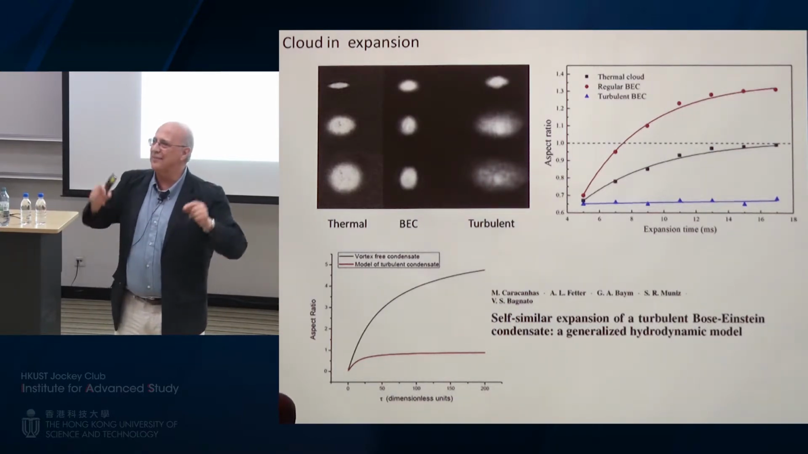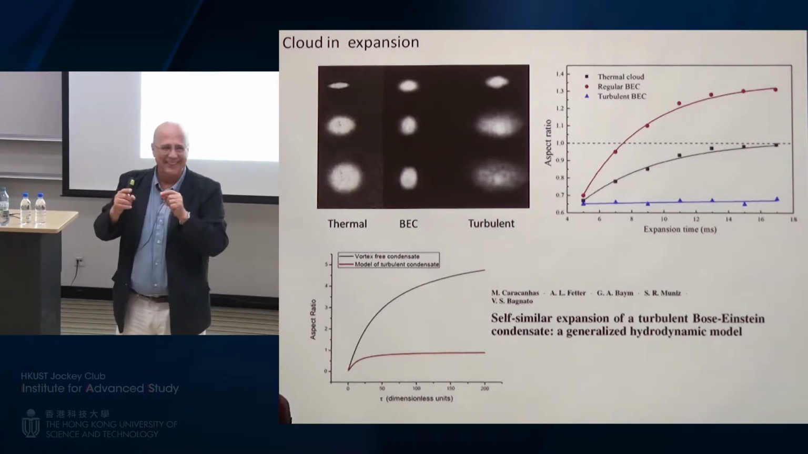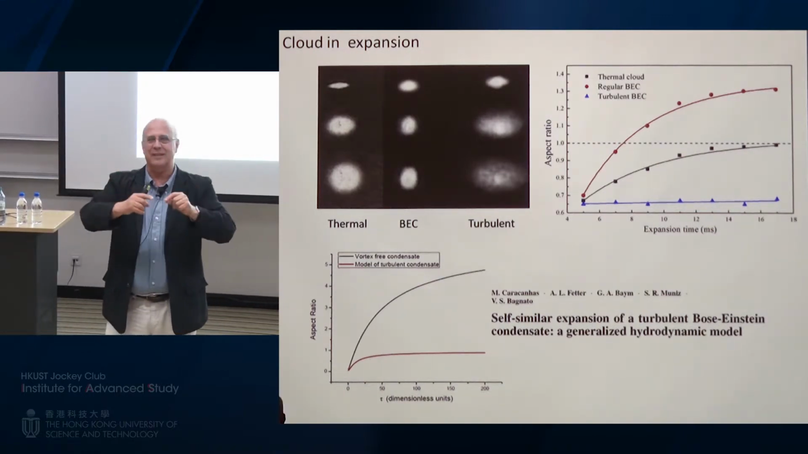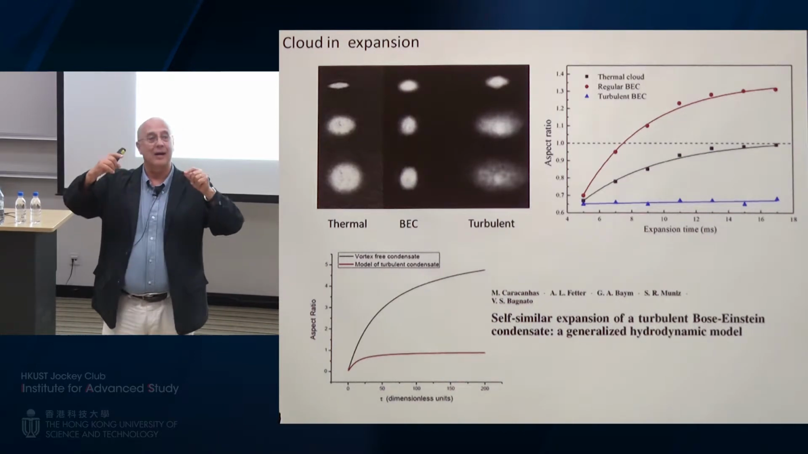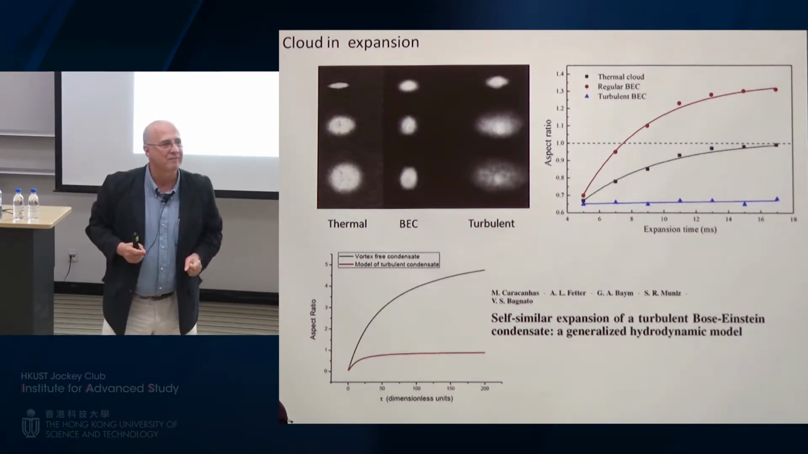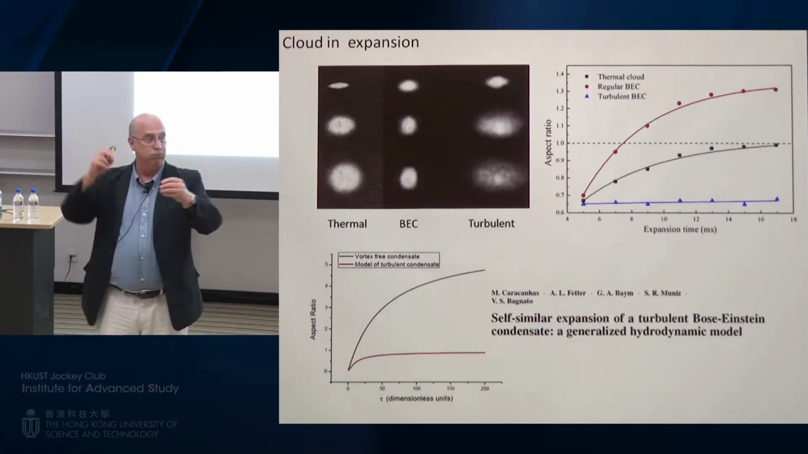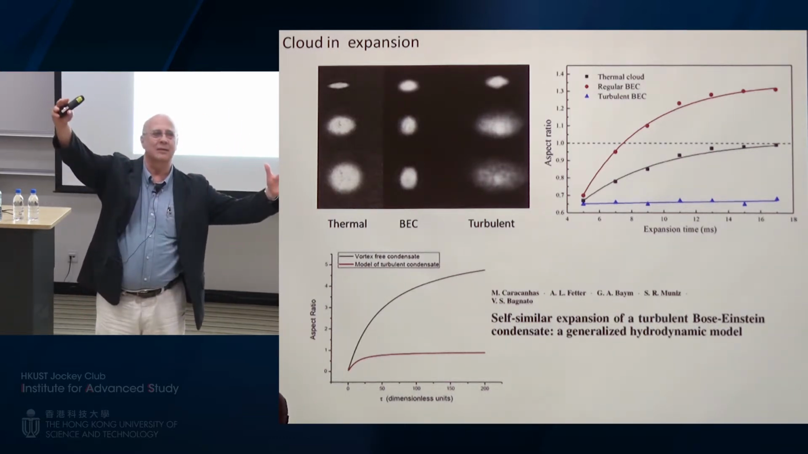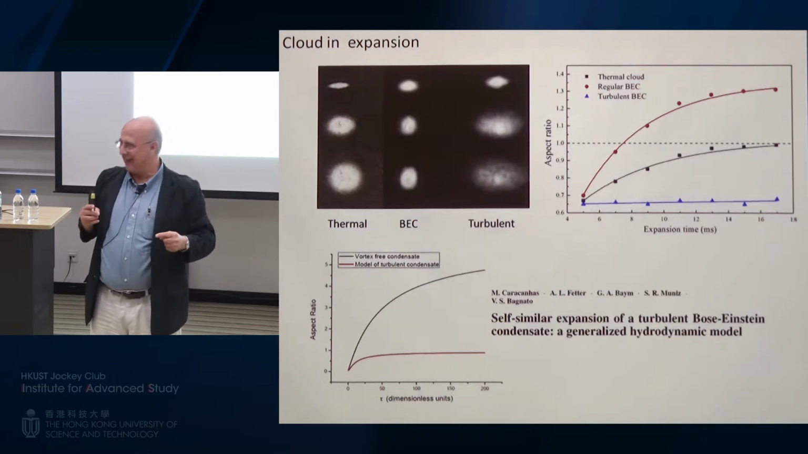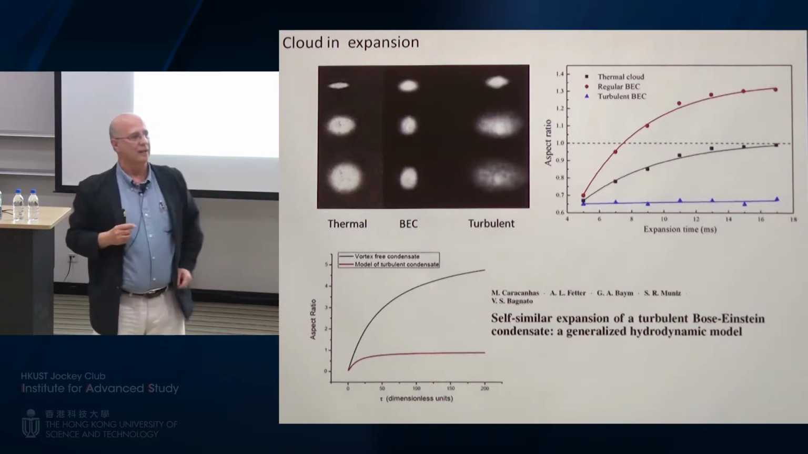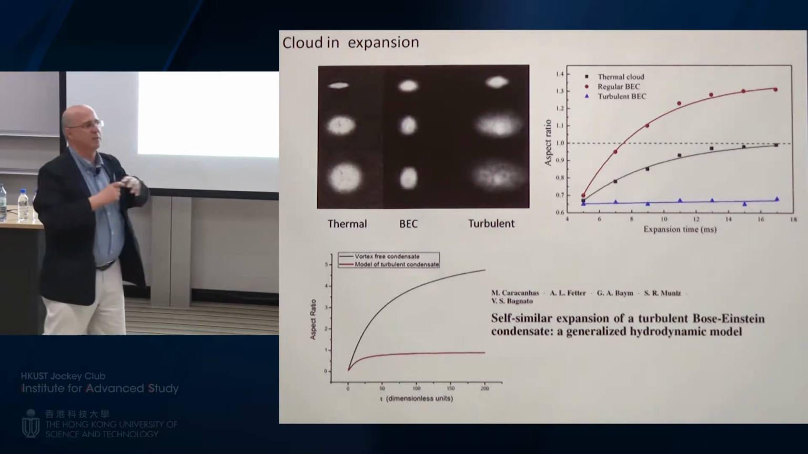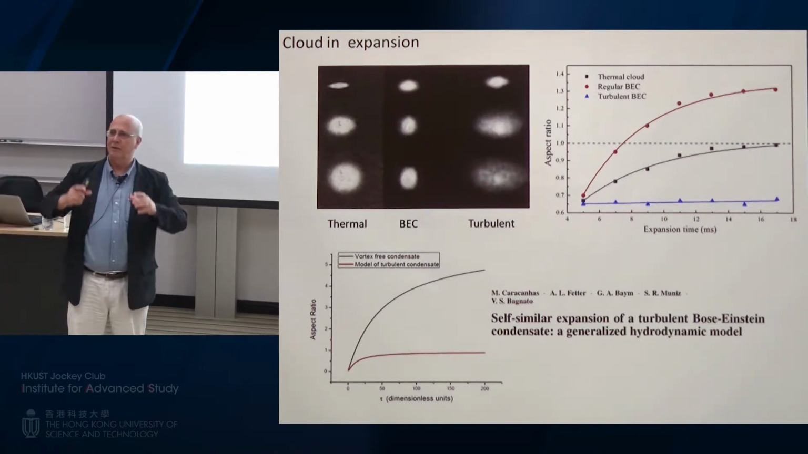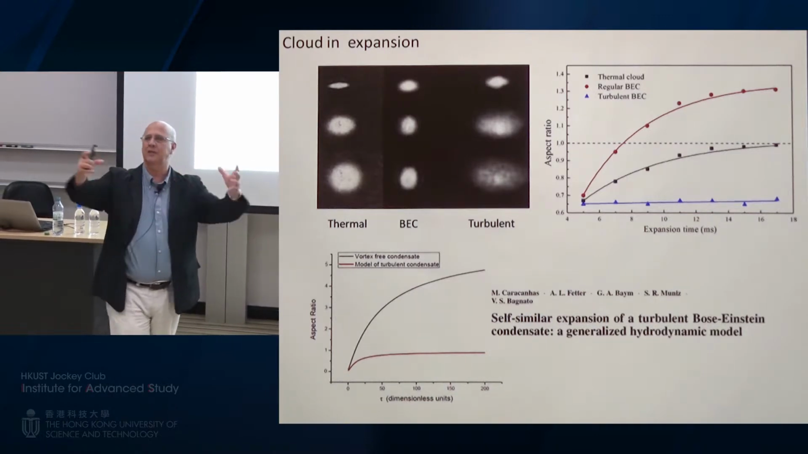Now, suppose you have a turbulent superfluid inside the Mickey Mouse balloon. And then I blow, boom. No matter how long you wait, it is always going to be a Mickey Mouse head. Interesting. This is what we call self-similar expansion. It happens with a turbulent superfluid gas in expansion.